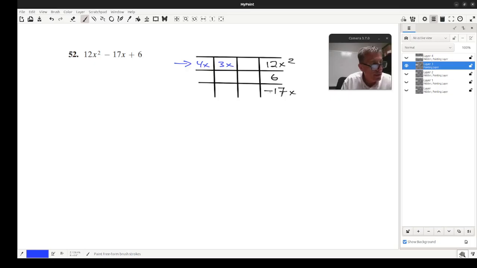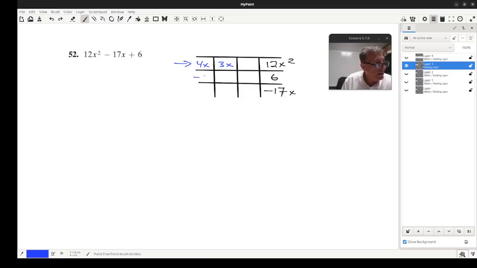So now, clearly, if this is negative, I'm going to have to choose negative values here. So let's do minus 3 and minus 2. Minus 3 times minus 2 is 6. This is going to give me minus 12x. This is going to give me minus 6x. But minus 12x minus 6x is minus 18x. Not quite there. So we've got to do something else.